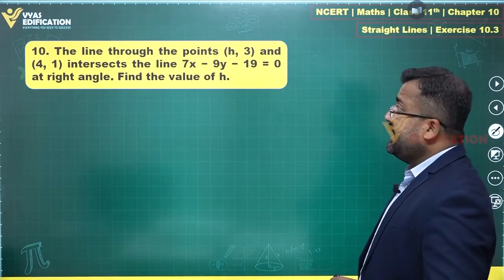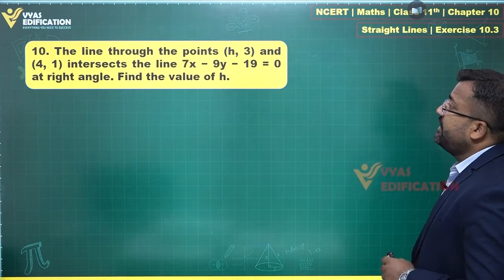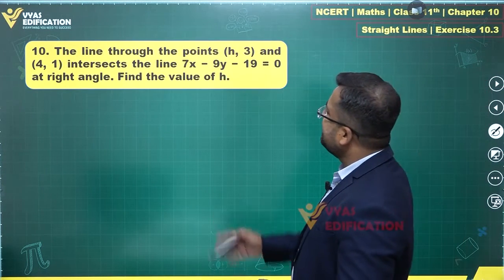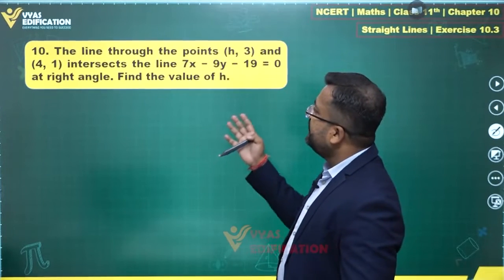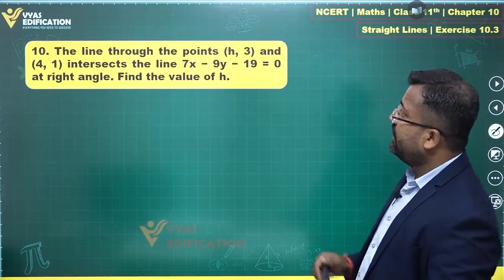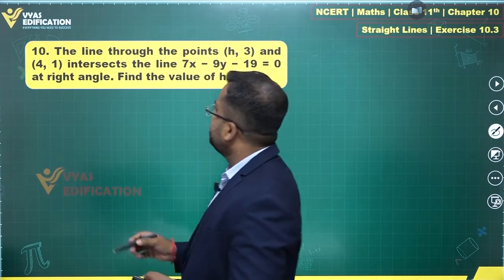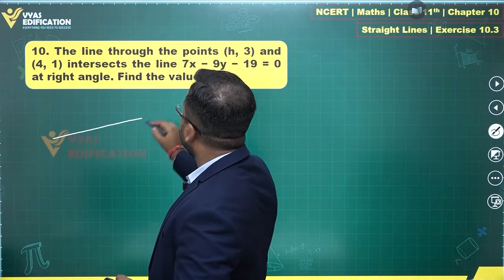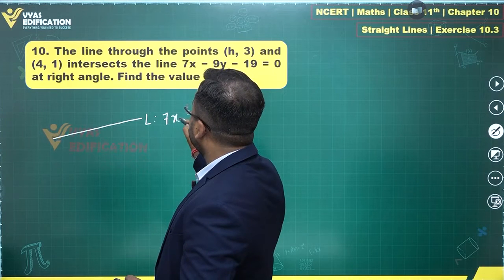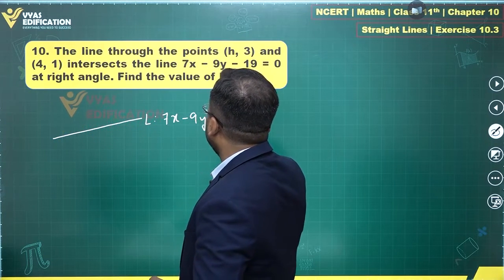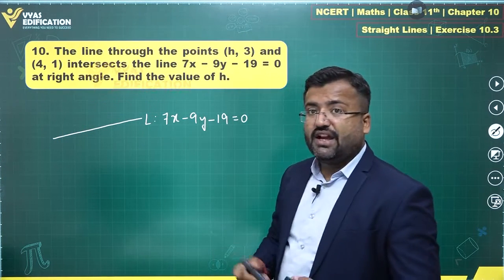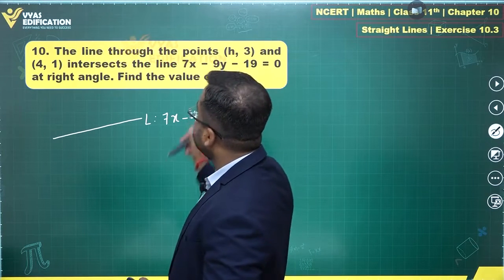Let's discuss question number 10. The line through the points h, 3 and 4, 1 intersects the line this at right angle. Find the value of h. Okay, so let's draw the diagram first, or let's draw a rough sketch. What does the person say? The person says this is a line L, 7x minus 9y minus 19 is equal to 0. And there's another line through the points this and this.